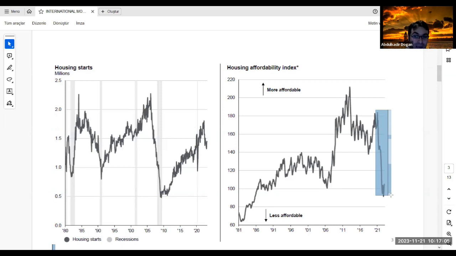And today, as you see, from the 108 level, the house price affordability index decreased to approximately 100, meaning approximately a 30% decrease in the affordability for the average person when we compare to the beginning of the COVID crisis.